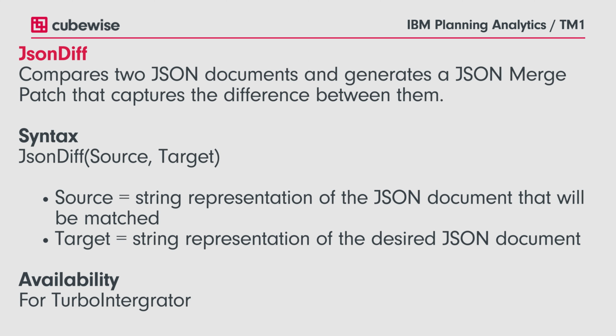The JSON diff function is used to compare two JSON documents and generates a JSON merge patch that captures the differences between them. Source is a string representation of the JSON document that will be matched. Target is the string representation of the desired JSON document. This function is only available in Turbo Integrator.